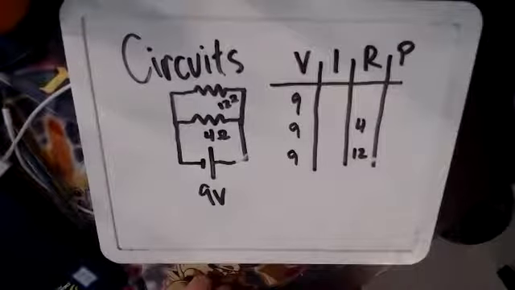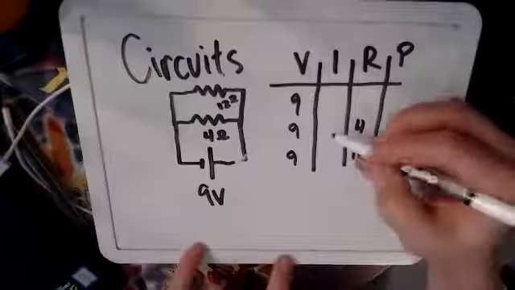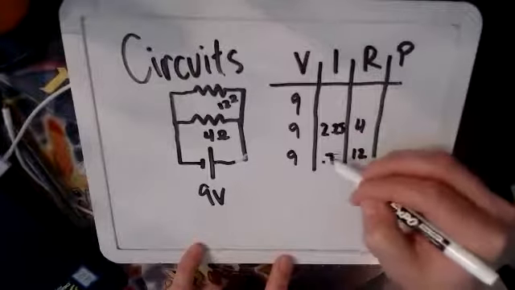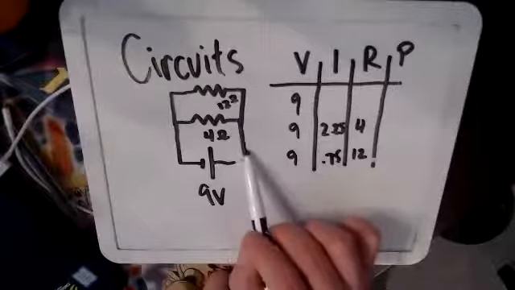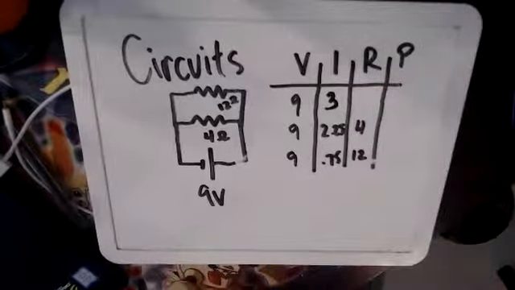But a couple of different ways you could solve this is you could just do your I equals V over R, and you find this to be 2.25, and you find this to be 0.75. And then because of the junction rule, the current that's here must be equivalent to the current here plus here, and we find this to be 3.